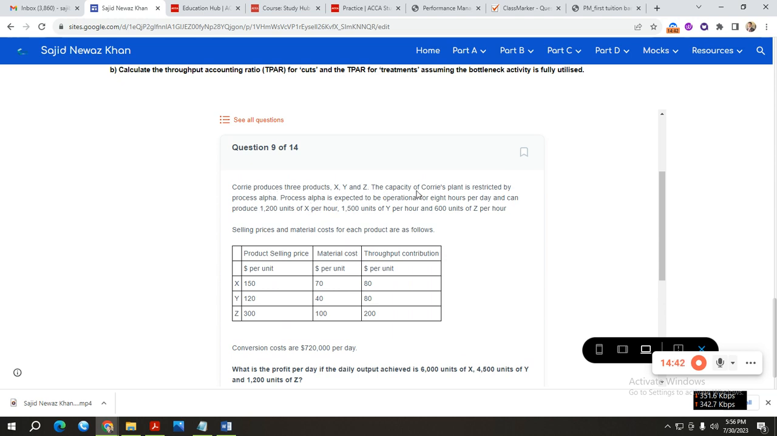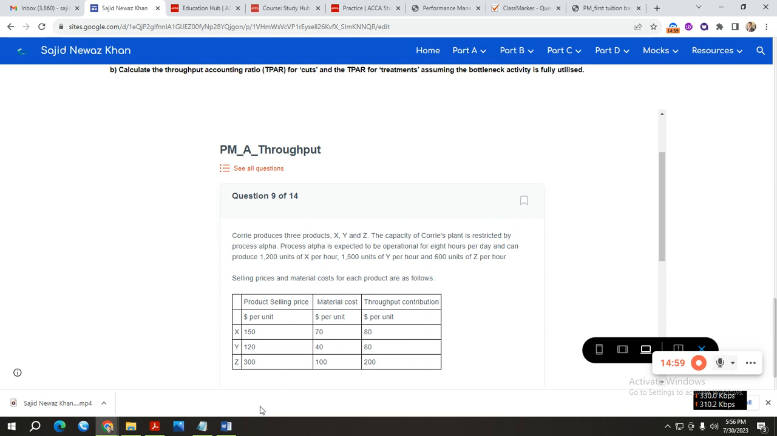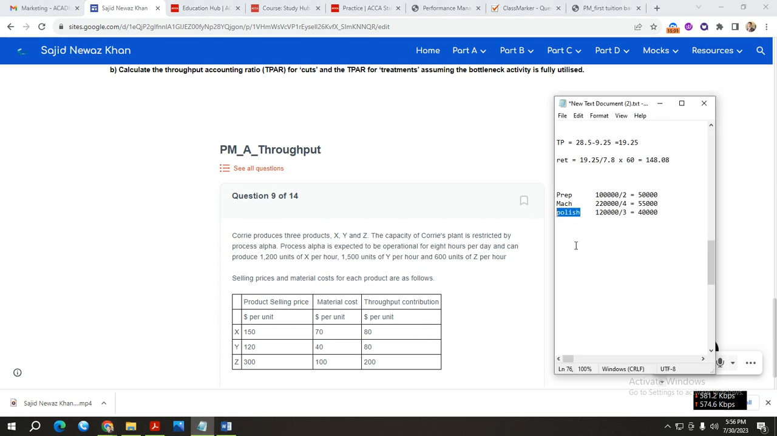Corey produces 3 products. The capacity of Corey's plant is restricted by process alpha to be operational for 8 hours per day and can produce 1,200 units of X per hour, 1,500 units of Y per hour, and 600 units of Z per hour. Selling price দেওয়া আছে। আমরা যদি এটা অ্যাচিভ করতে পারি, what is my profit? So let's go to the basic theme of profit in throughput accounting.